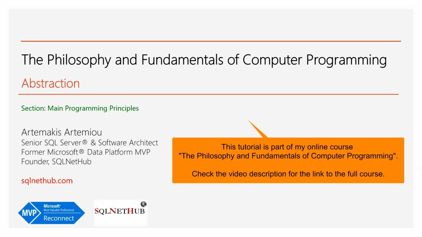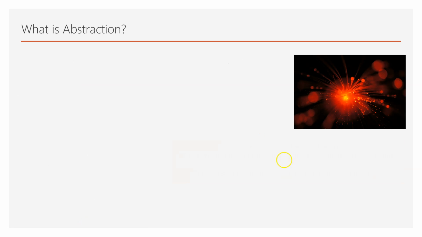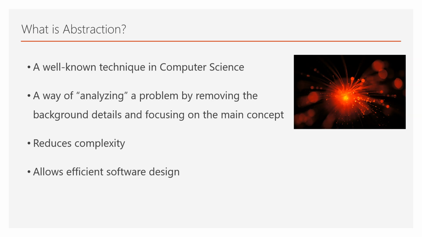So what is abstraction? Abstraction in computer programming is a well-known technique. It's a way of analyzing a problem by removing the background details and focusing on the main concept. So this helps reduce complexity and allows efficient software design. So you can imagine having a complex problem to solve with a computer program.